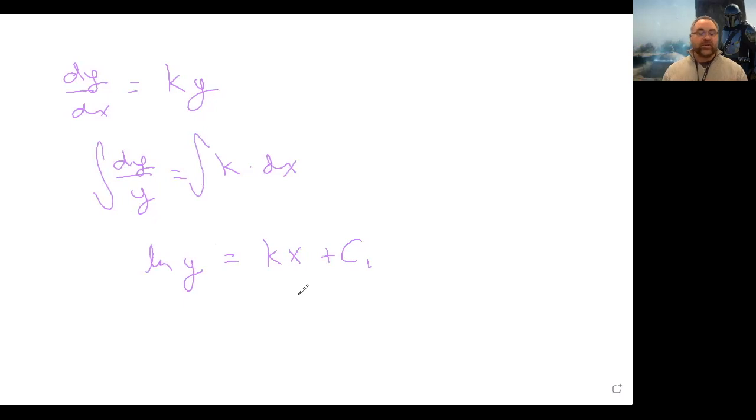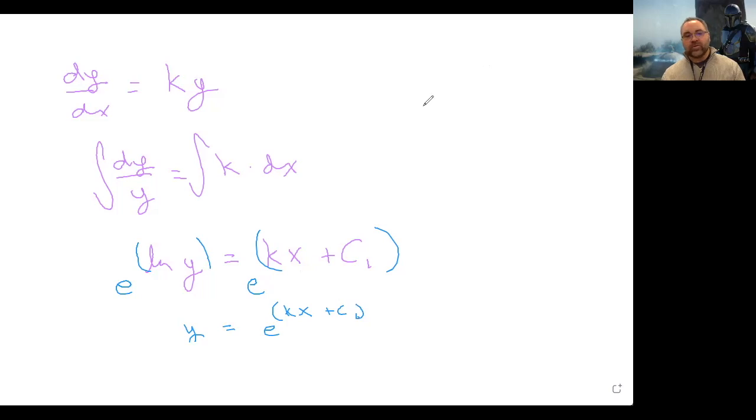Now, I haven't actually solved the differential equation yet because I've solved for the natural log of y. Way back in pre-calculus, algebra 2 year, we learned how to solve logarithmic equations. We would rewrite it exponentially, or exponentiate the equation, by making both sides an exponent of the base of the logarithm. The base of the natural log is e, so e and natural log cancel each other out. So now we have e to the power k x plus c1.